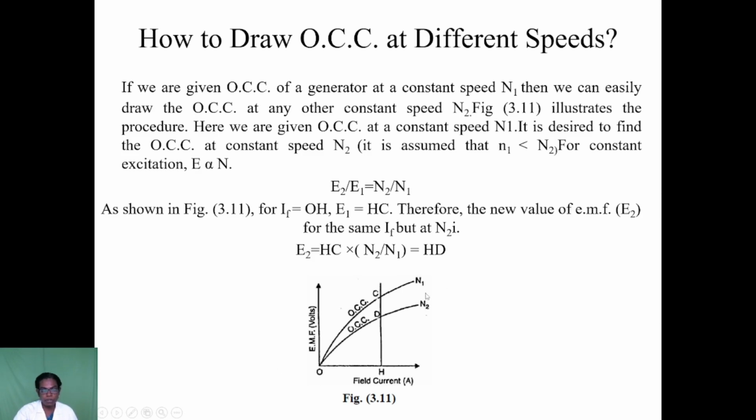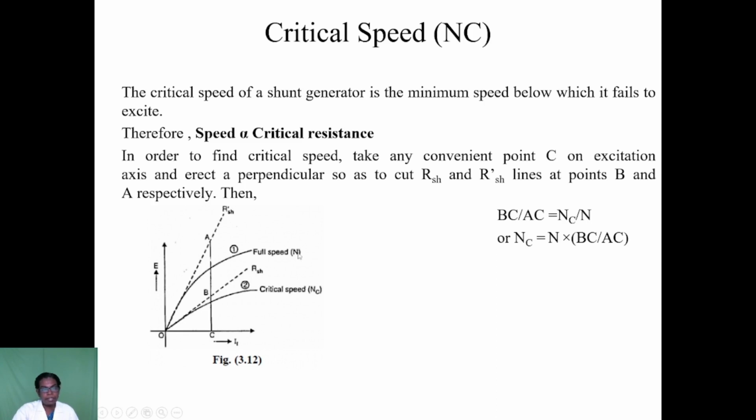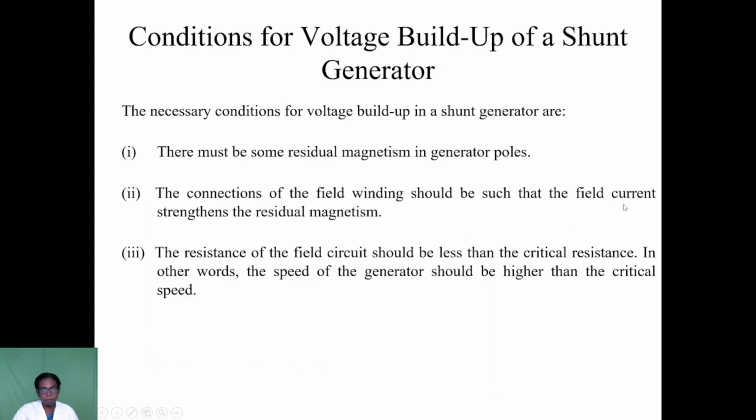This is an open circuit. In the open circuit, the EMF increases and the field current also increases, in a linear increase. There is no decreasing part because the load is not connected. And there is a critical resistance, critical speed, and conditions for voltage build-up of the shunt generator. First, there must be some residual magnetism in the generator pole. This is the first condition.